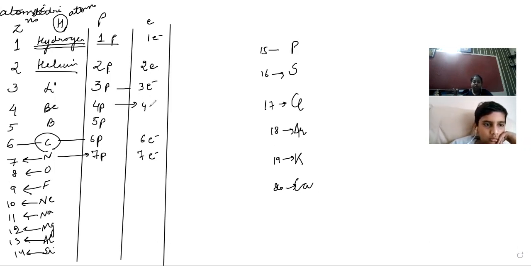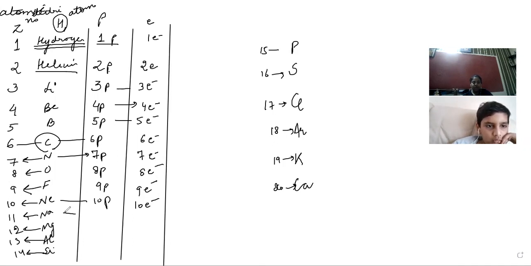So 4 protons must be equal to 4 electrons. 5 protons must be equal to 5 electrons. 8 protons must be equal to 8 electrons. 9 protons must be equal to 9 electrons. 10 protons must be equal to 10 electrons. I hope you are understanding the concept.